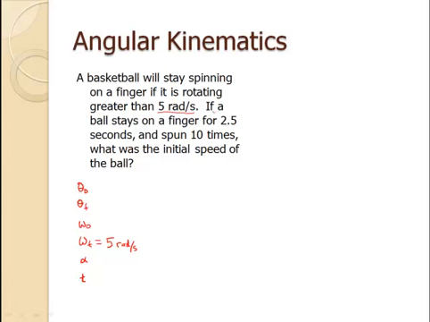Some facts specific to this problem were that the ball spun for 2.5 seconds. So that'll be our amount of time. And it spun for a total of 10 times. So if we assume its initial position is 0 radians, then it spun for a total of 10 times 2 pi, or 20 pi radians. And we're looking for the initial speed.